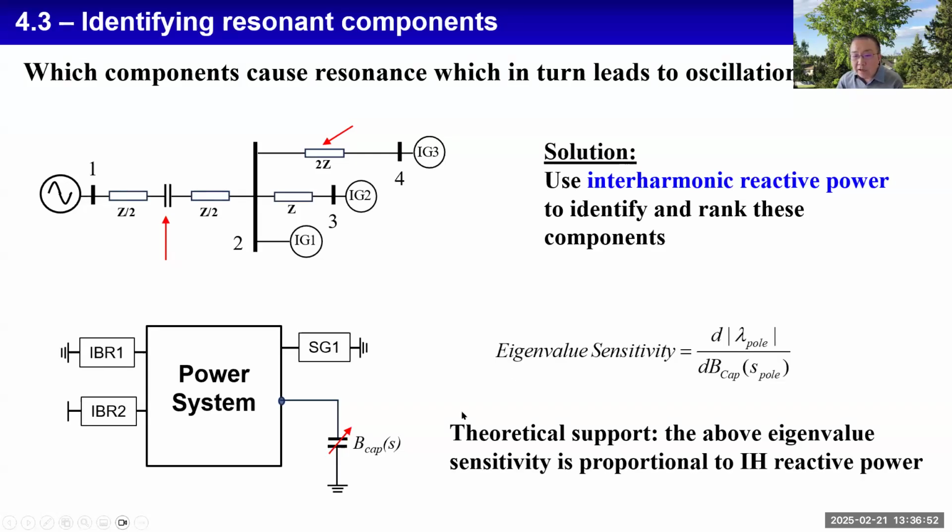We can prove this mathematically. For example, you have a capacitor here. When you vary the capacitor susceptance B, an eigenvalue will move. There is an eigenvalue sensitivity. We found that the eigenvalue sensitivity is proportional to interharmonic reactive power. Therefore, there is theoretical support to use interharmonic reactive power to identify and rank resonant components. This can also be implemented in power system monitoring.